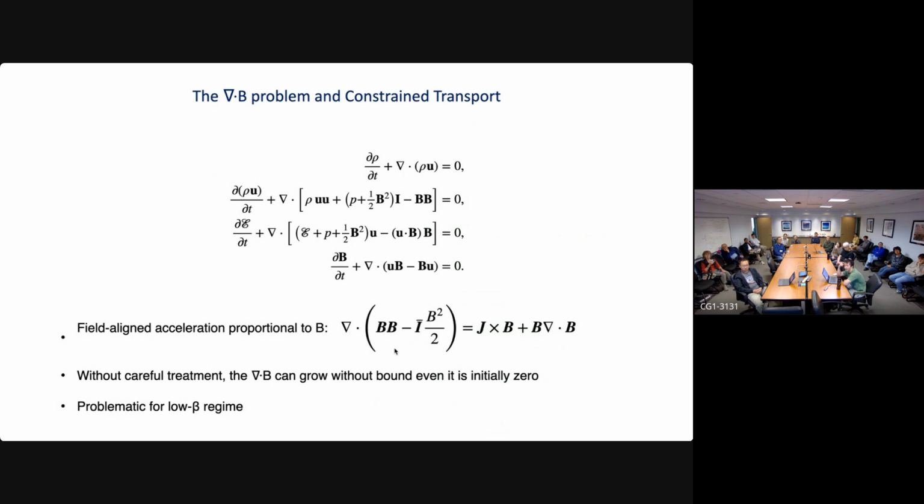And if you allow a non-zero div-B and use a conservative form of the Lorentz force, basically you get a field-aligned acceleration along the field lines. The magnitude of the acceleration is proportional to the strength of the magnetic field, which means it will cause trouble for low beta regions, where the magnetic field is so strong. You get a very inaccurate field-aligned acceleration, and sometimes it just causes the code to crash.